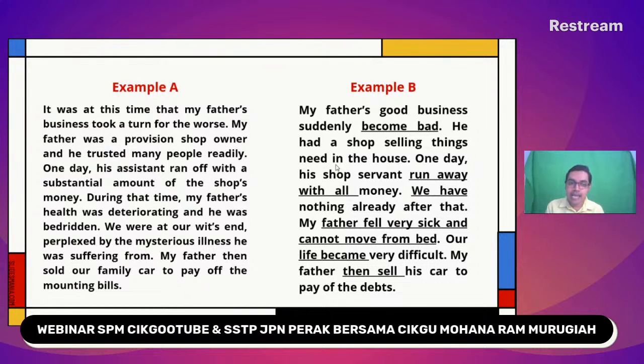Now, there's another example of this same idea in example B. My father's good business suddenly became bad. He had a shop selling things needed in the house. One day, his shop servant ran away with all money. We have nothing already after that. My father fell very sick and cannot move from bed. Our life became very difficult. My father then sold his car to pay off the debts.